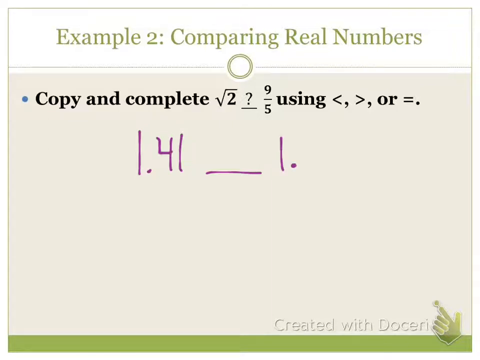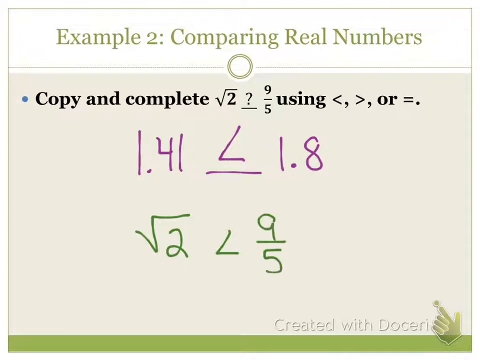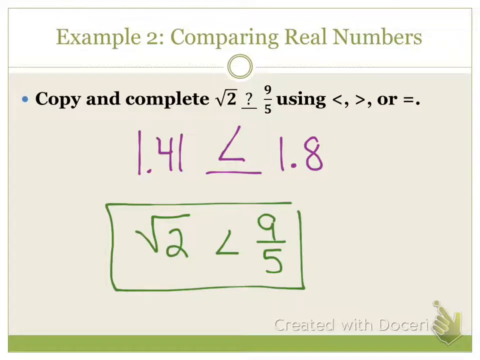And what is 9/5 rounded to the nearest hundredth if necessary? It's going to be 1.8. Okay, so now that they're in the same form, I can clearly see which one is bigger. Now, this isn't my final answer. I need you to make sure that you write your final answer in the original format. So the square root of 2 is less than 9/5. And that would be your answer. Okay, just comparing these real numbers. All right, any questions?